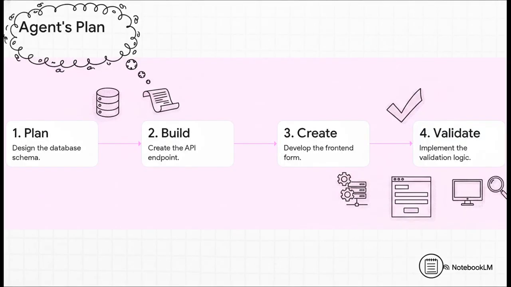Here's a perfect example. Let's say you tell it, build me a registration system. It doesn't just start spitting out code. No way, it actually thinks. It goes, okay, to do that, I'll need to 1. Design the database schema, 2. Build the API endpoint, 3. Create the front-end form, and 4. Add the validation logic. See? You didn't give it those steps. It came up with that plan all by itself.